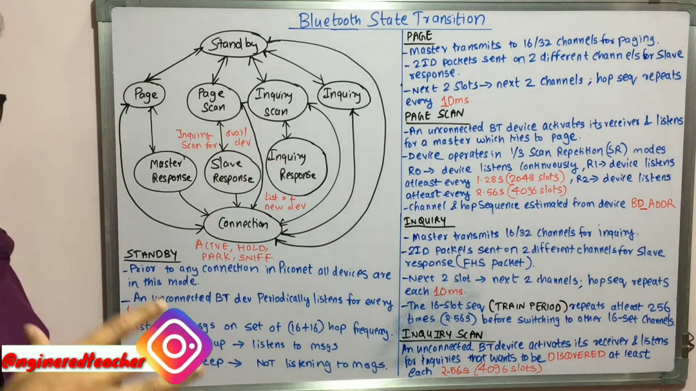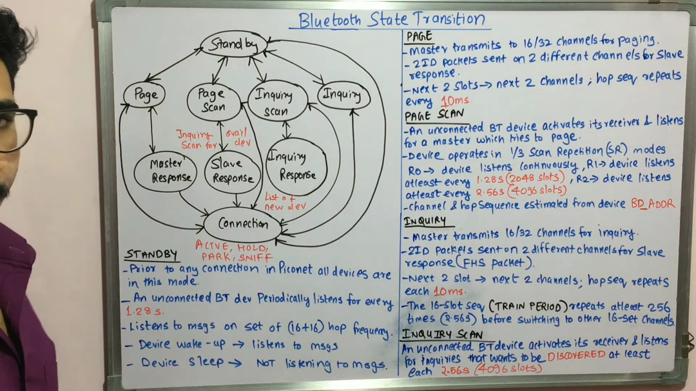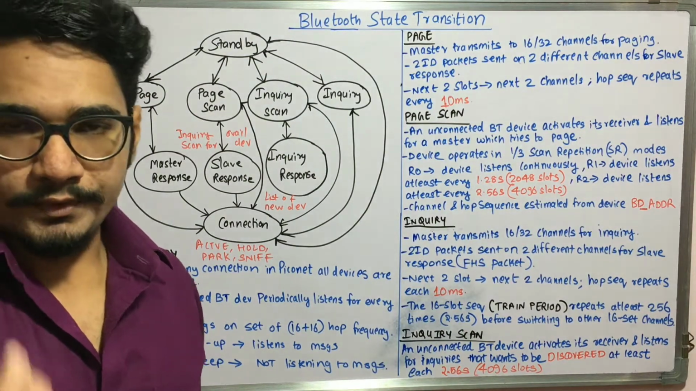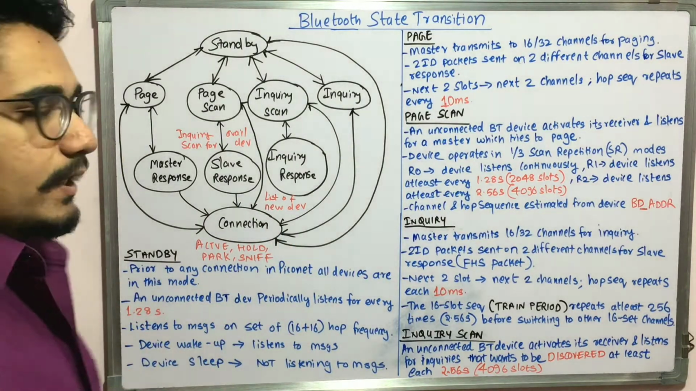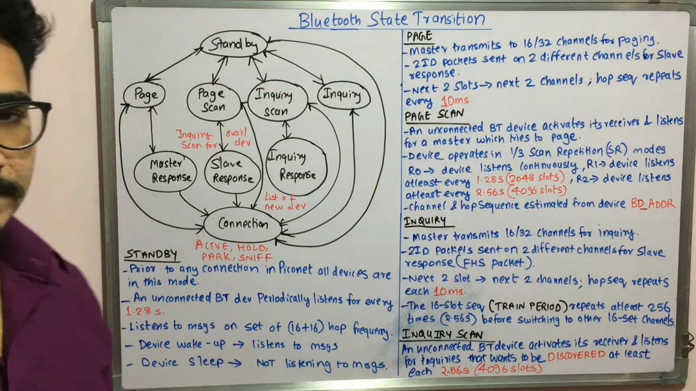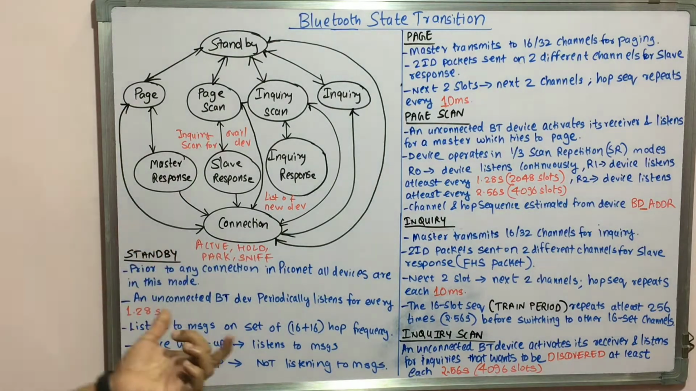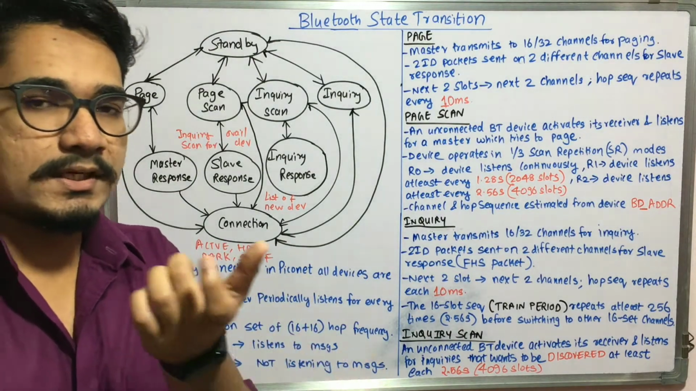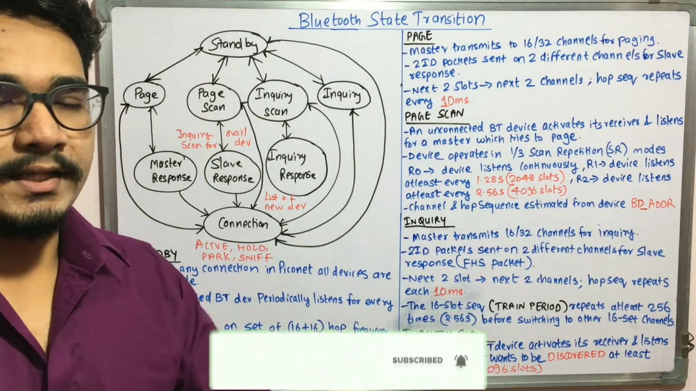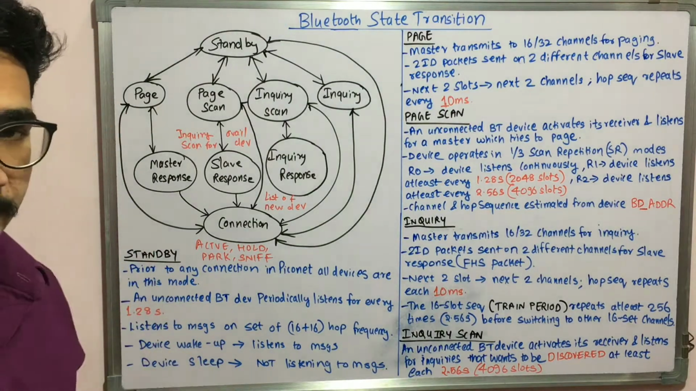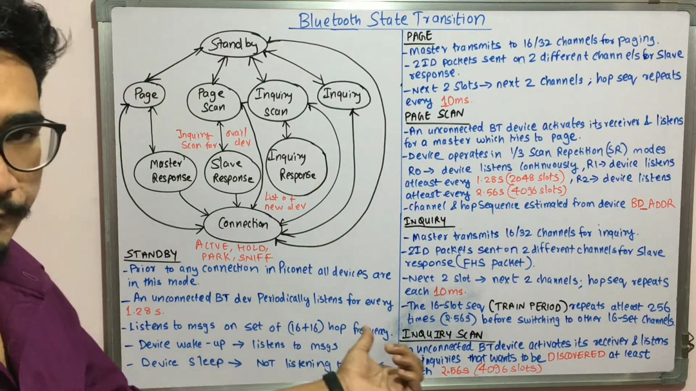At the very beginning, we have the standby mode. This is prior to any connection being established in a Piconet. Since a Piconet is the smallest unit of any Bluetooth network, all devices are in this mode before any connection is established. An unconnected Bluetooth device periodically listens every 1.28 seconds. An unconnected Bluetooth device here means a slave device, which is passive at this point of time, and it listens periodically at an interval of about 1.28 seconds to messages on a set of 16 plus 16, that is 32 hop frequencies.